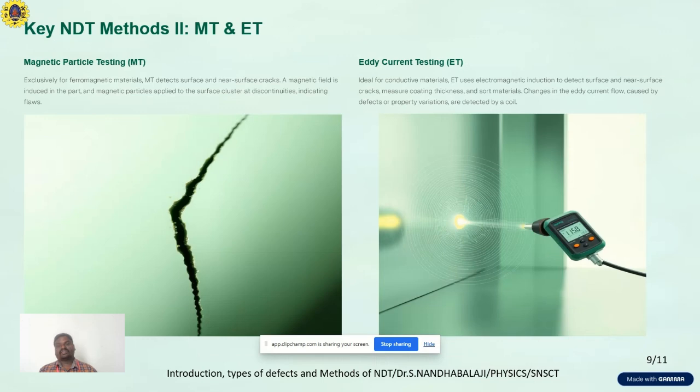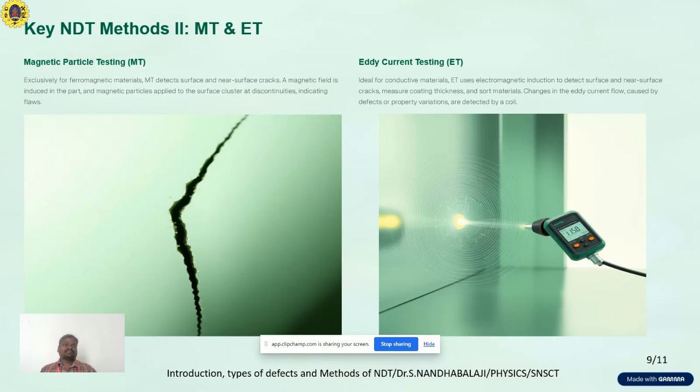Eddy current. Ideal for conductive materials, eddy current testing uses electromagnetic induction to detect surface and near-surface cracks, measuring coating thickness and sorting materials. Changes in the eddy current flow caused by defects or property variations are detected by a coil.